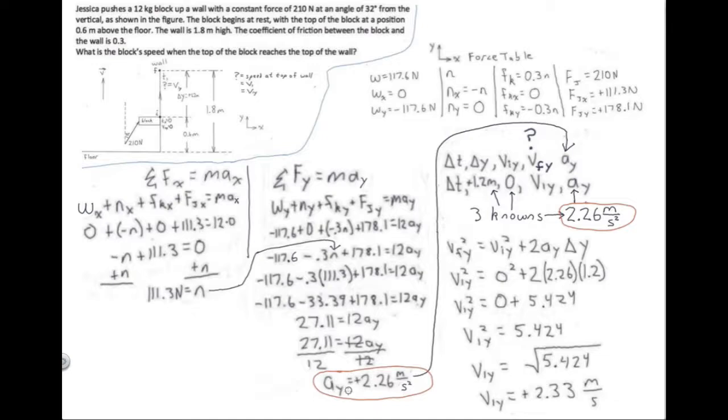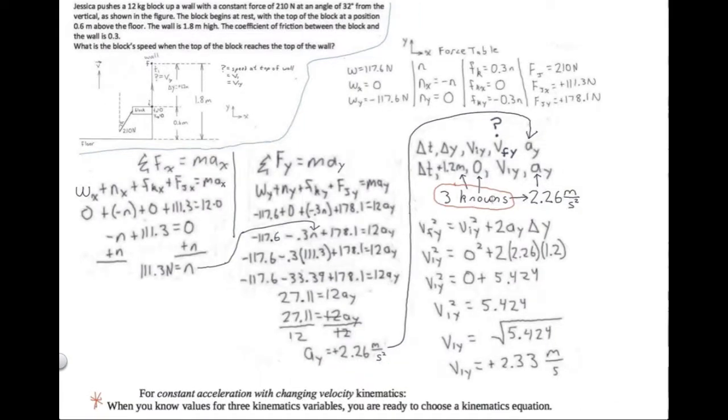Now we take our result for a sub y and substitute it into our kinematics setup. Remember, we were expecting from the beginning to use a sub y as our connecting link between Newton's second law and kinematics. Now we know values for 3 kinematics variables, delta y, v initial y, and a sub y. Since we know values now for 3 kinematics variables, we're ready now to choose a kinematics equation.